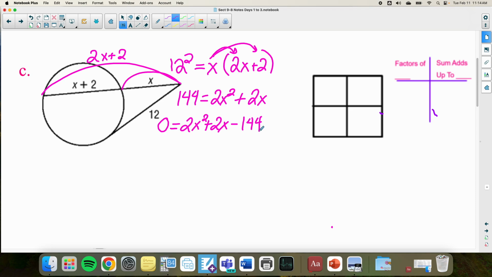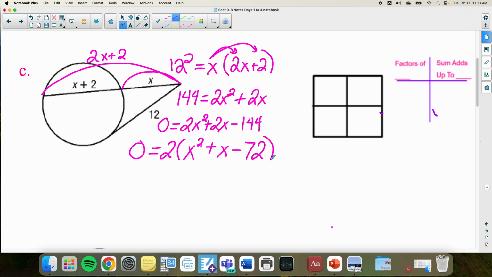What you can do here is look if there's something that goes into all of them. What goes into all of them? 2. So basically you're taking a 2 out, or you could think of that 2 as kind of dividing everything by 2. If I divided this by 2, I'd get x squared, or I could think of 2 times what gives me 2x squared. Then 2 times what gives me 2x, and 2 times what gives me a negative 144, that would be negative 72.